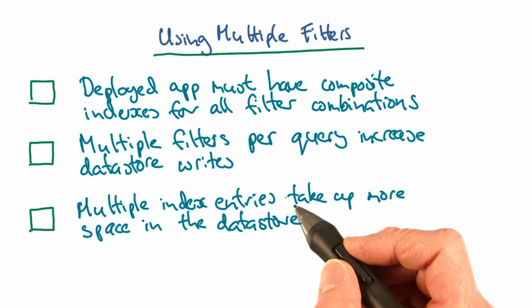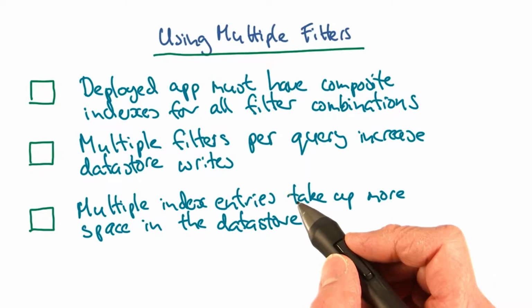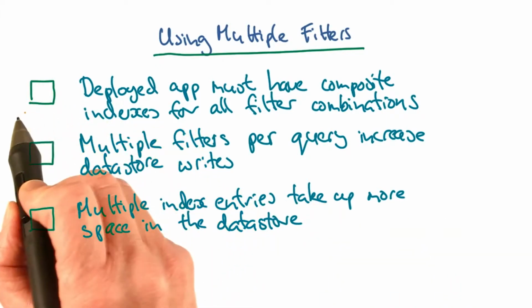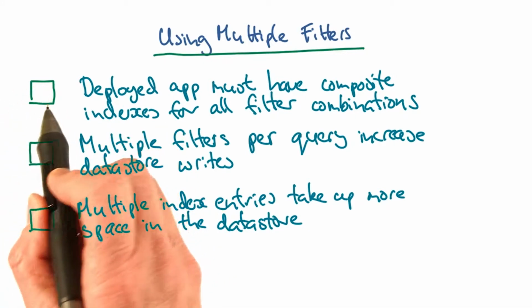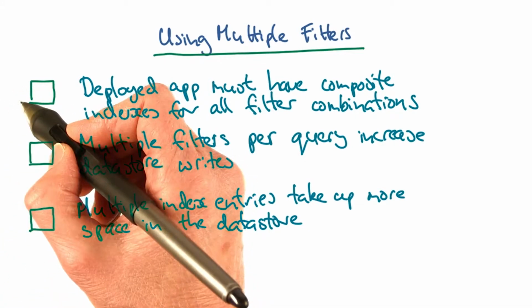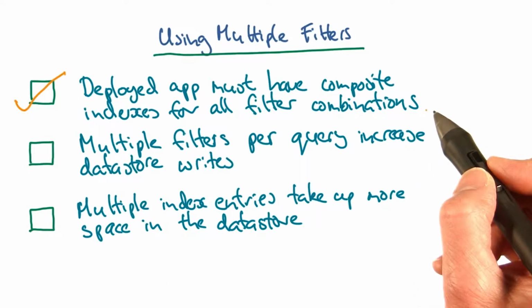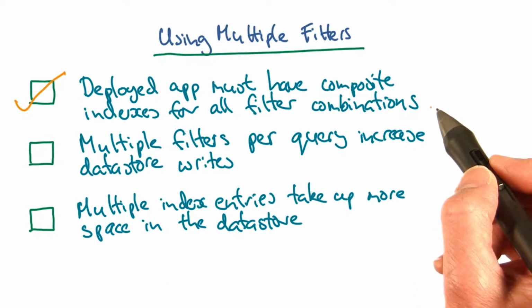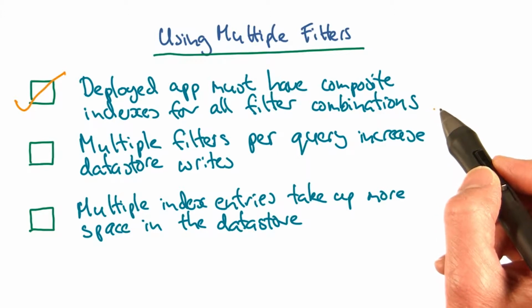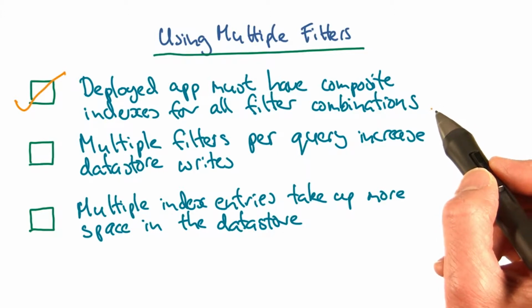So let's have a look at some of the implications of using multiple filters. This one is a concern. Deployed apps must have composite indexes for all filter combinations. If you try to run a query for which the composite index does not exist, you will get an error. Your users will see the error on the deployed app. So be very careful about that.